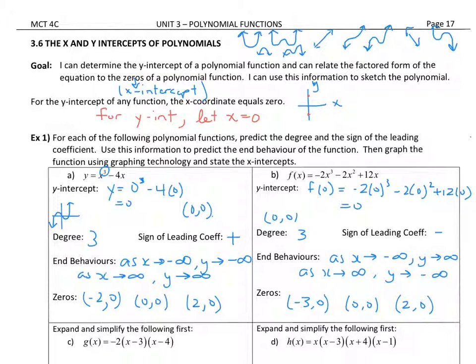Okay, I found that my y-intercept was at 0, 0. It had a degree of 3. The sign of the leading coefficient is negative. The end behaviors as x approaches negative infinity, our y is approaching positive infinity, so it's doing something like this. And as x approaches positive infinity, y is approaching negative infinity. And I found my x-intercepts to be at negative 3, 0, 0, 0, and 2, 0.